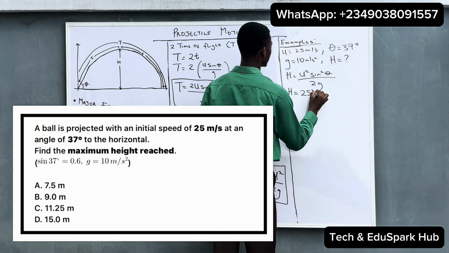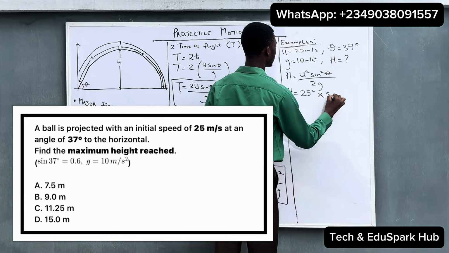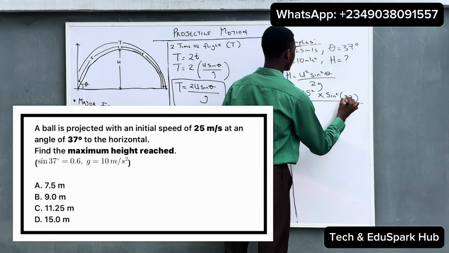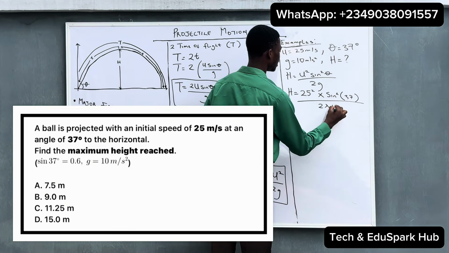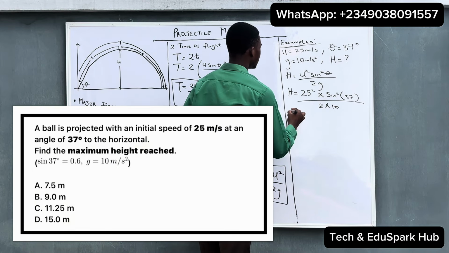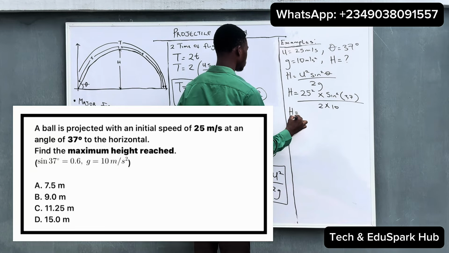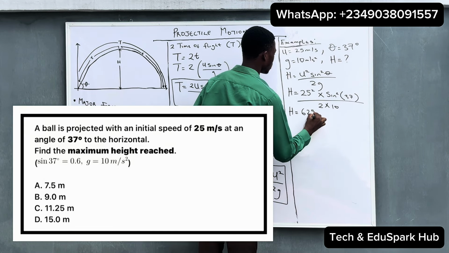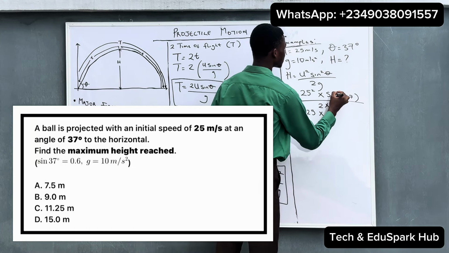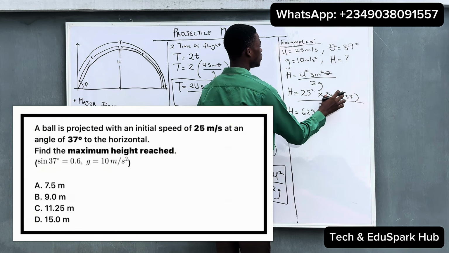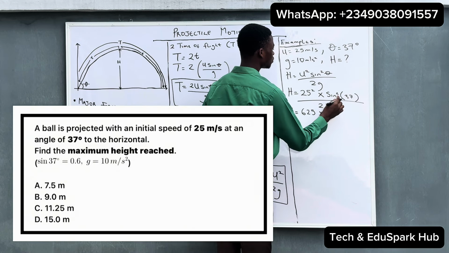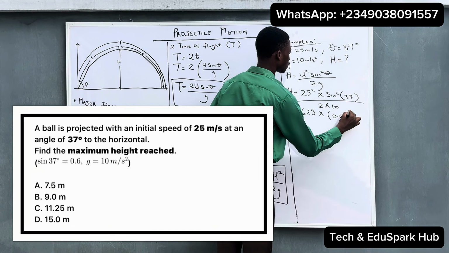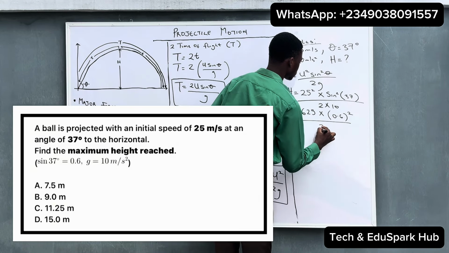So we have 25 square multiplied by sine square 37 divided by 2 multiplied by 10, which is the gravity. So in this case, h is equal to, when you press 25 square in your calculator, you have 625 multiplied by sine square 37. To get sine square 37, we have to get sine 37 first before we square it. So sine 37 is equal to 0.6. So you have 0.6 square divided by 20.